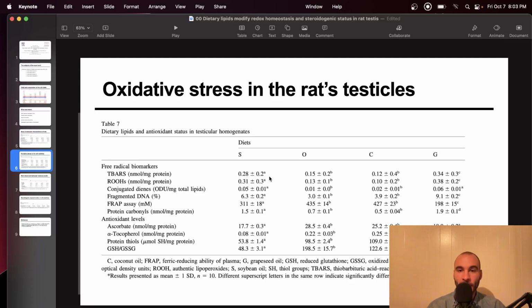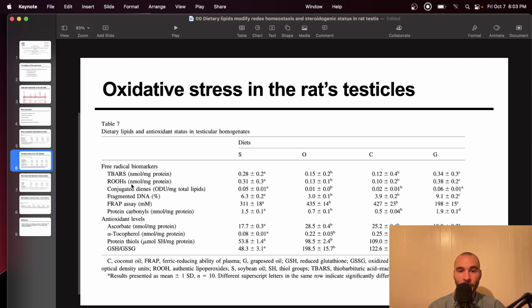What we'll see here is that the olive oil and coconut oil fed rats had the lowest TBARS scores, meaning they had the least amount of lipid peroxidation, whereas the soybean oil and grapeseed oil fed rats had significantly more lipid peroxidation than the olive oil and coconut oil fed rats as per the TBARS assay. Grapeseed oil had almost 3 times as much TBARS as the coconut oil group and a little more than twice as much as the olive oil group. The soybean oil had a little more than twice as much as the coconut oil group and about twice as much as the olive oil group. So, not so good overall.